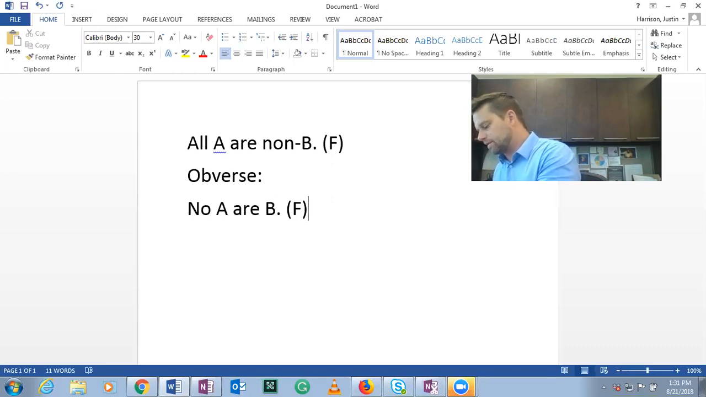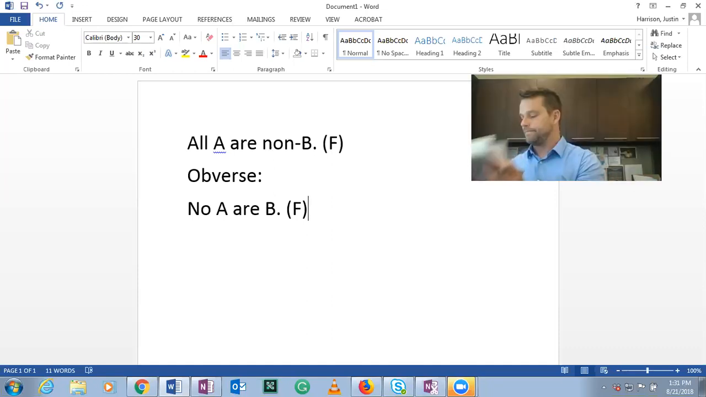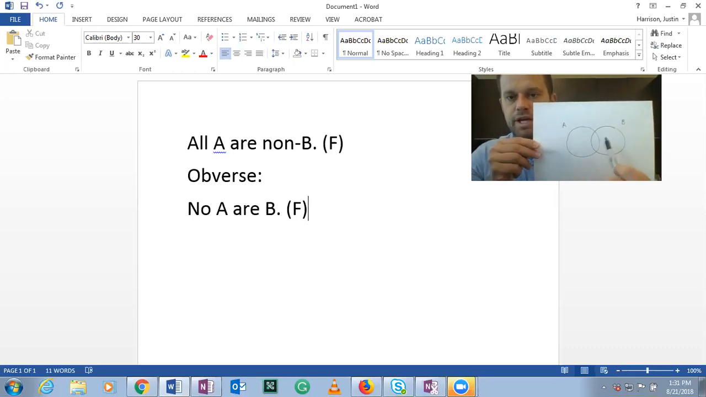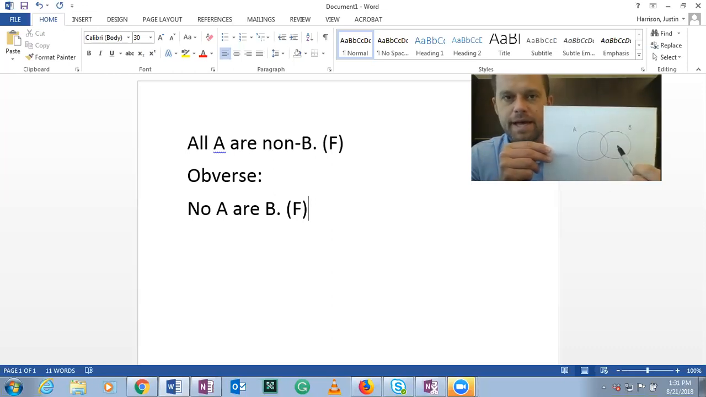So we have the classes here, A and B. Now, if we were to shade the first statement, all A are non-B. When we shade, remember, we create emptiness. So what the statement all A are non-B is saying is that there cannot exist an A that's a B. Well, if it's impossible for an A to be a B, then we need to shade in the middle.